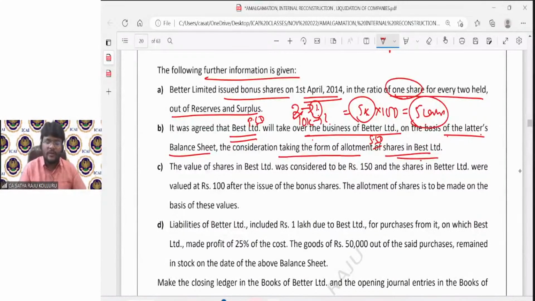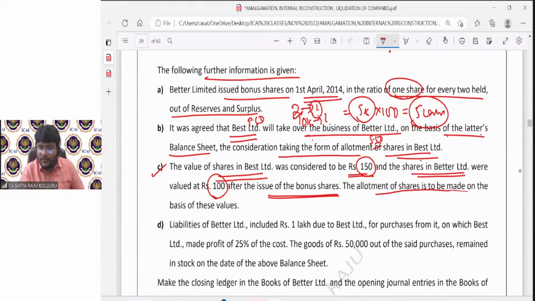How are the shares being issued? They are providing information through point number C. The value of shares in Best Limited was considered to be 150. The value per share in the purchasing company is 150, and the shares in Better Limited were valued at 100. After the issue of bonus shares, the allotment of shares is to be made on the basis of these values.